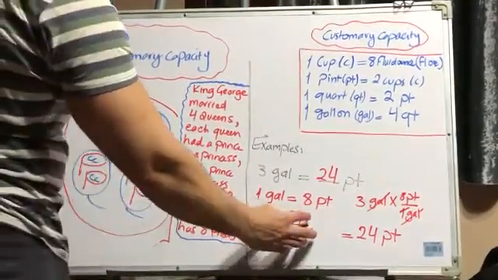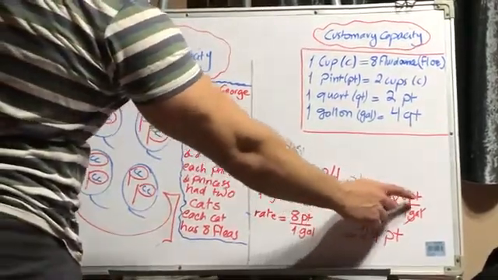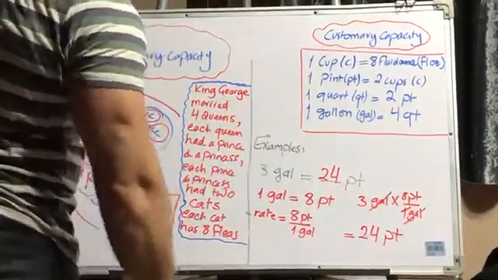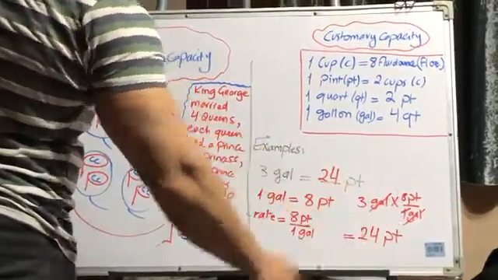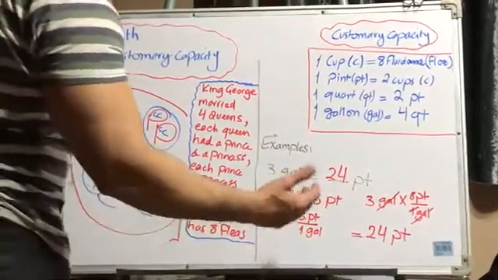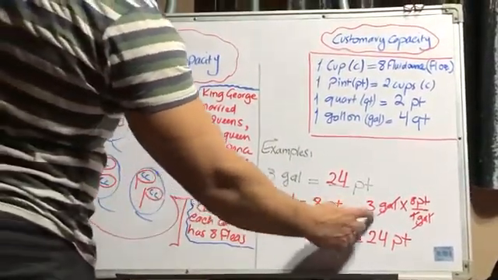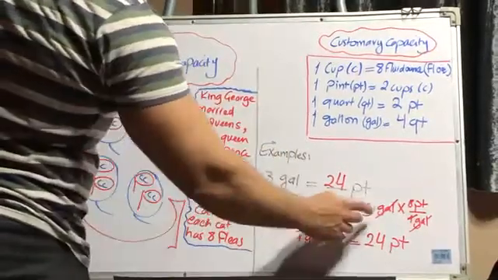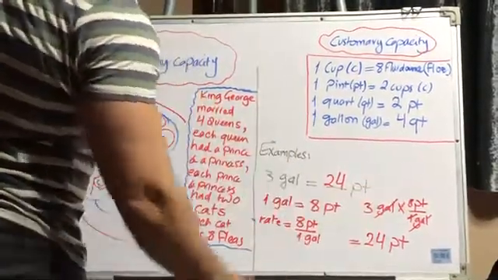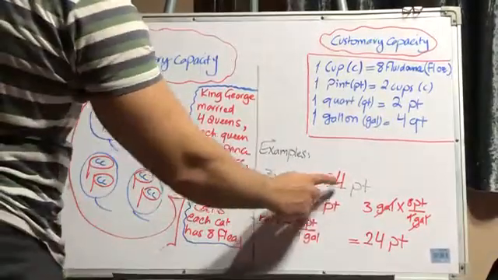Then I take the rate and multiply it by 3 gallons. So it's 3 gallons multiplied by 8 pints over 1 gallon. Gallon goes away with gallon, and the 1 underneath is insignificant because any number divided by 1 is itself. So I end up with 3 multiplied by 8 pints. 3 multiplied by 8 is 24, so 3 gallons equals 24 pints.